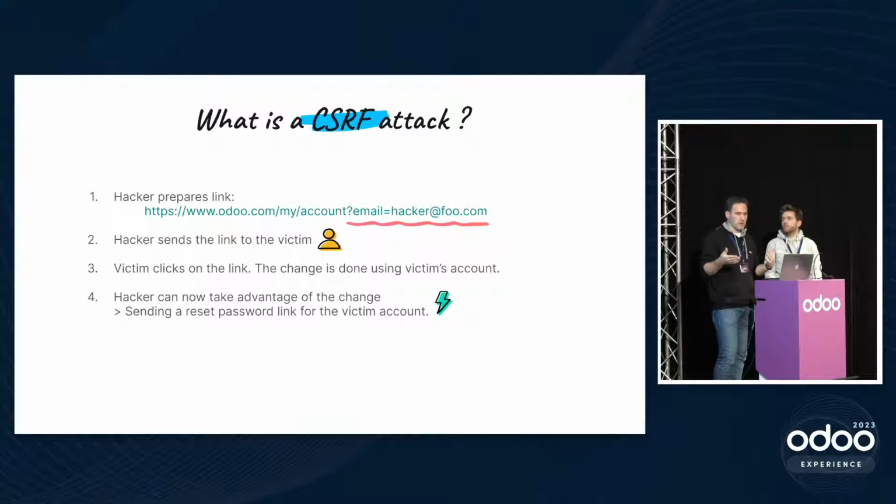Let's say that there is a theoretical vulnerability with this link that is shown here on step 1. When accessing this URL, account, email equals something, let's say that this would trigger a change of email of the account of the currently logged in user. So if you were to access this URL yourself, it could change your email address in your profile. Okay, that's one example of a possible vulnerability.